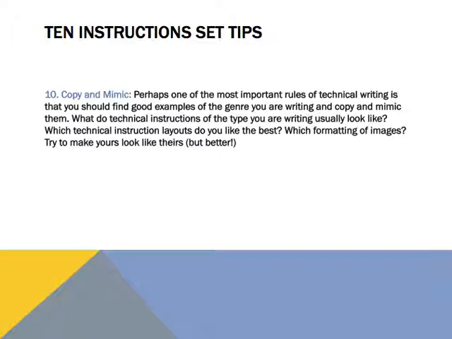And finally, copy and mimic. Perhaps one of the most important rules of technical writing is that you should find good examples of the genre you are writing and copy and mimic them. What do technical instructions of the type you are writing usually look like? Which technical instruction layouts do you like the best? Which formatting of images do you like the best? Try to make yours look like theirs, but better. So you're not looking to recreate the genre or do anything innovative. You're looking to find what is effective and make it even better.